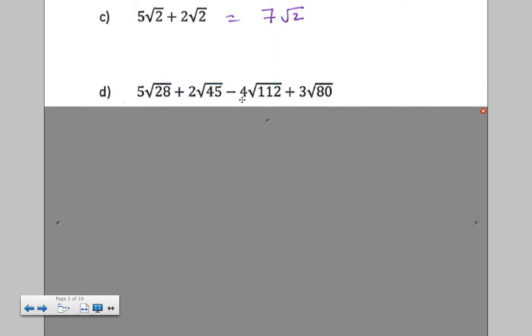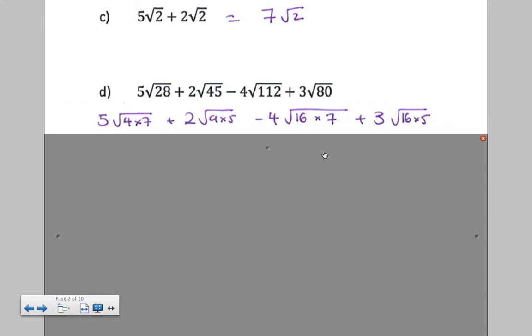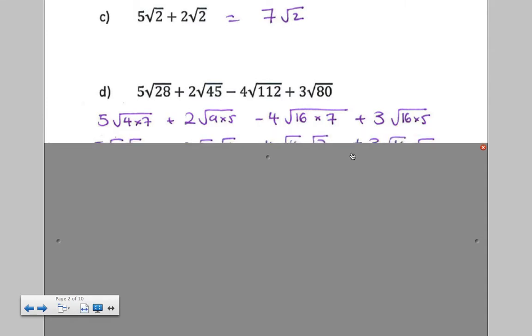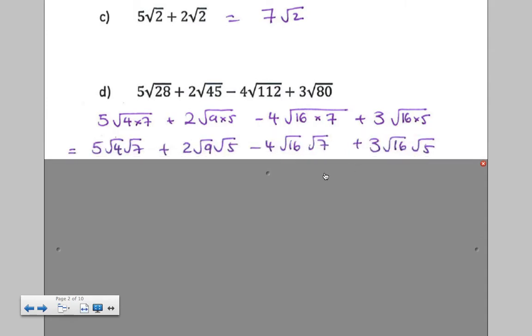Again here, before we collect any like terms, we need to simplify each surd. So if you have a look, 28 is a multiple of 4, 45 is a multiple of 9, and so on. We're looking for multiples of square numbers. So on the next line, I've written each of these values inside the surds as multiples of square numbers. I can then split those products. So root 4, root 7, root 9, root 5, etc.